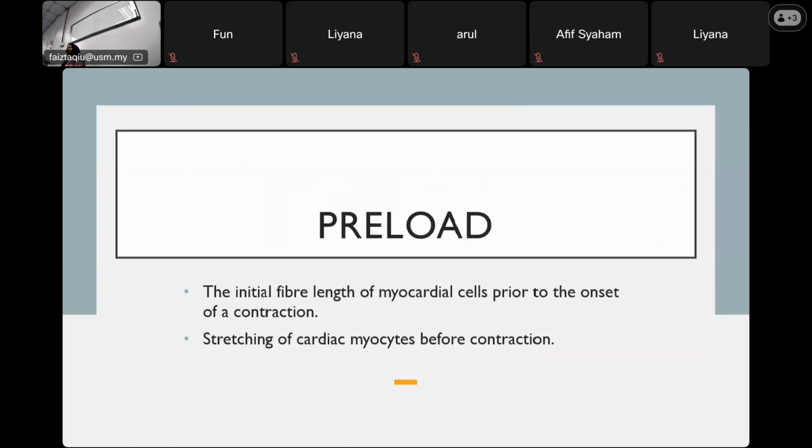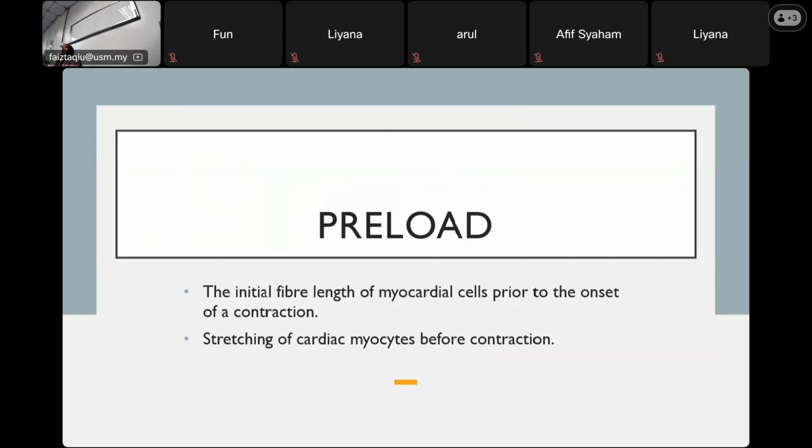And diastolic. Kan, preload, ada beberapa definition yang acceptable. But this is one of it lah. But it's up to your understanding. Kalau you rasa definition ni okay, it's in fact the standard definition. So bolehlah guna this definition. But I think ada a few more version of what is preload. But this one you're saying the initial fiber length of myocardial cells prior to the onset of a contraction.